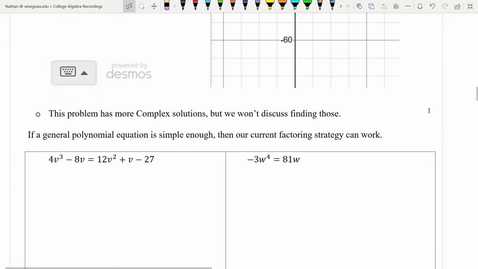Now, just like in the previous one, there are more complex solutions. But we're not going to talk about finding those complex solutions. The real ones are really what we're looking for in this case.